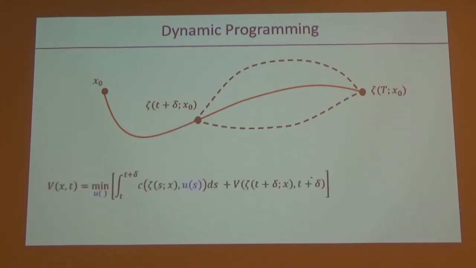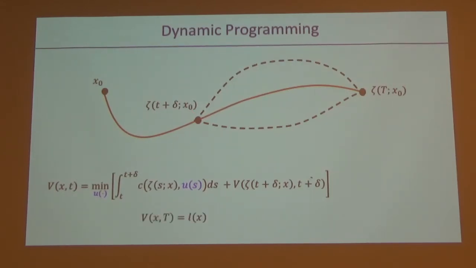What this allows us to do is to compute the value function in an iterative fashion, starting backwards, and we can decompose the value function into the sum of 2 parts. The first one is the running cost incurred along this trajectory, and the second part is the value function starting from this state.